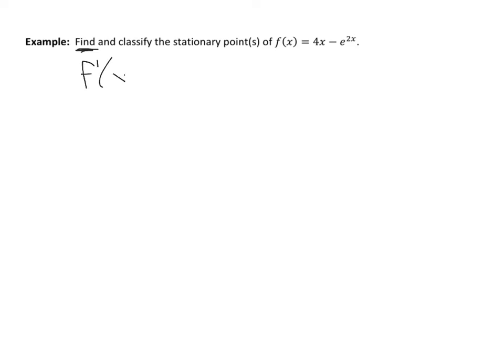So f prime of x is going to be, well, the derivative of 4x is 4, and the derivative of e to the 2x, that's a chain rule, so minus 2e to the 2x. Again, this is not undefined anywhere, so I don't need to worry about that, but I do need to look at where the derivative is 0.